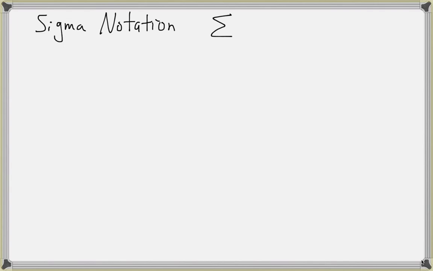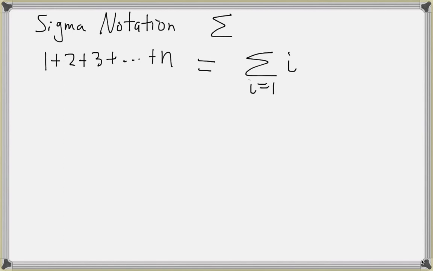Okay, so in the last theorem, we looked at a sum like this: 1 plus 2 plus 3 all the way up to n. Well, this can be written in sigma notation as a sigma for a sum, and you're adding up the numbers. Let's call them i. So i is just a variable, and the variable i will go from i equals 1 all the way up to n. We read this as the sum from i equals 1 to n of i.